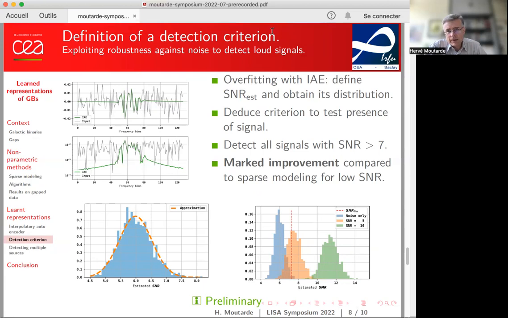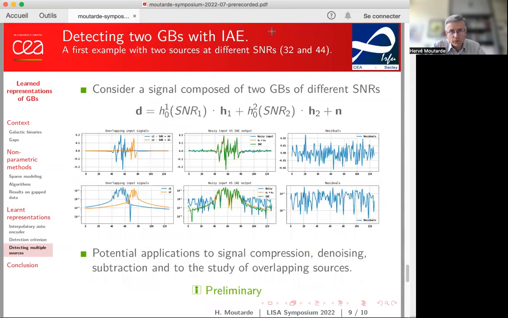Now, if we use not noise only but actual signal, with sources with SNR 5 and 10, we can consider the various realizations of the noise distribution, and we see that we can make a clear distinction between noise only data and data where there is a true signal, which means in practice that we can detect all signals with a signal to noise ratio larger than 7, which is a marked improvement over the sparse modeling presented before.